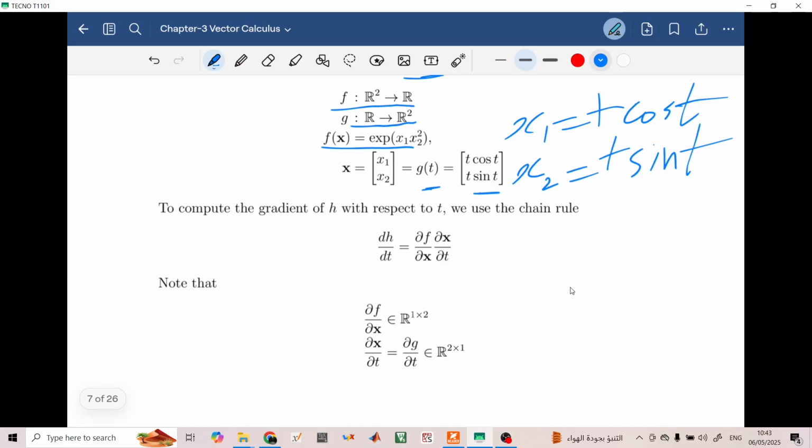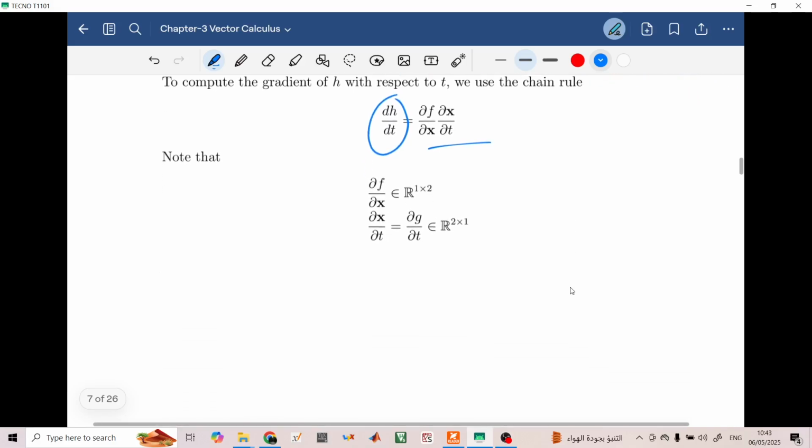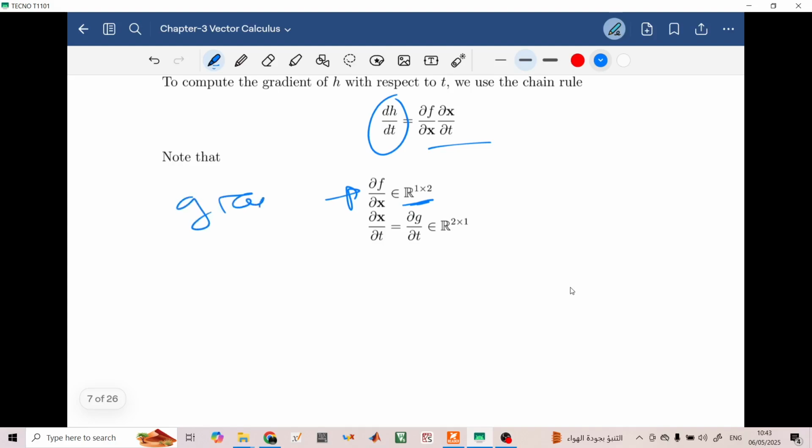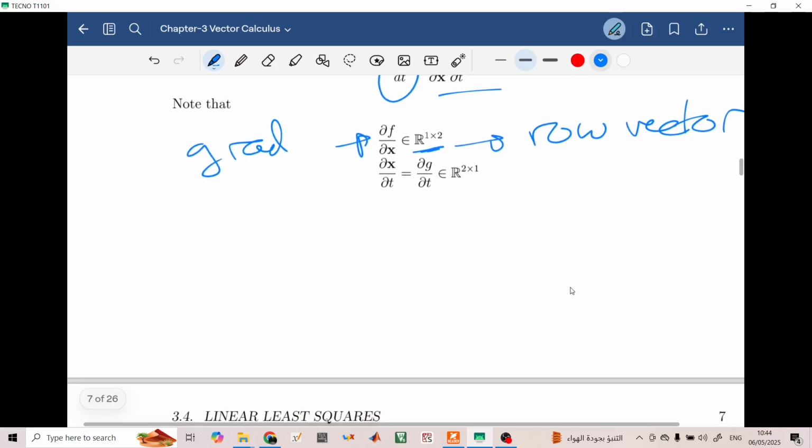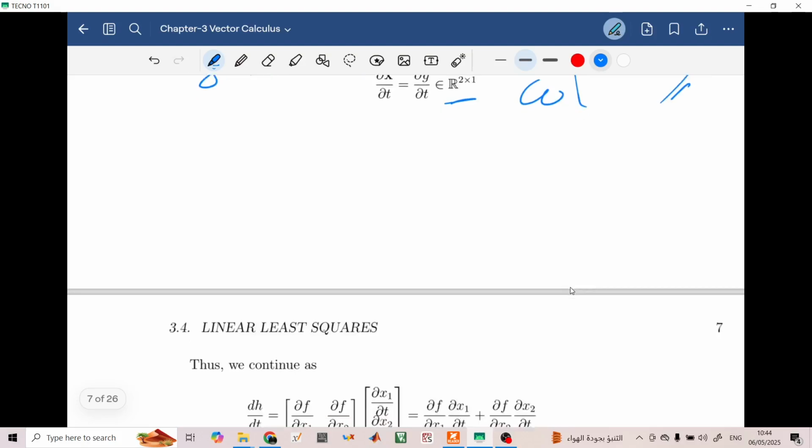So if we want the derivative of h with respect to t, we use the chain rule. Take the derivative of f with respect to x and then multiply it by the derivative of x with respect to t, right? But we should make note that this is a gradient, and it's a row vector. But this is a column vector, right?